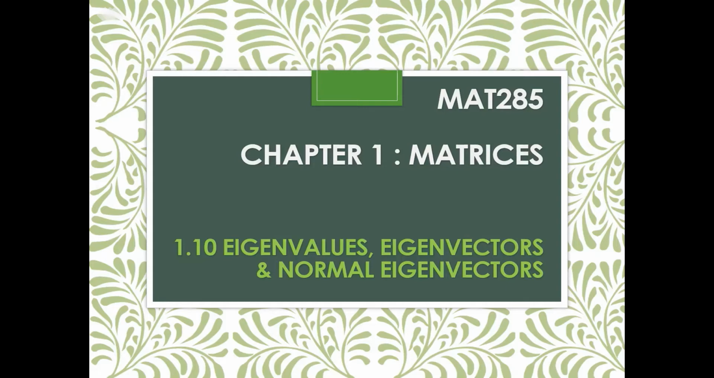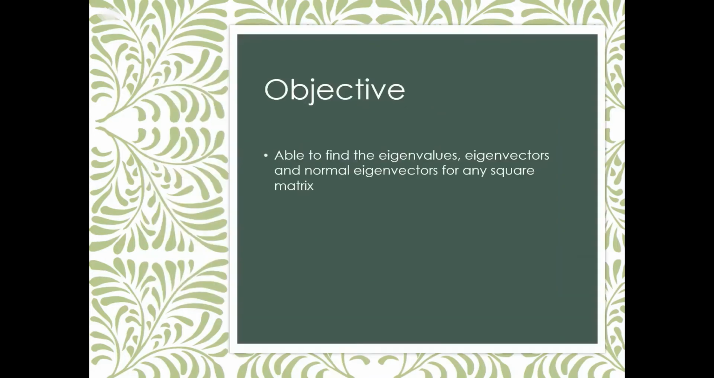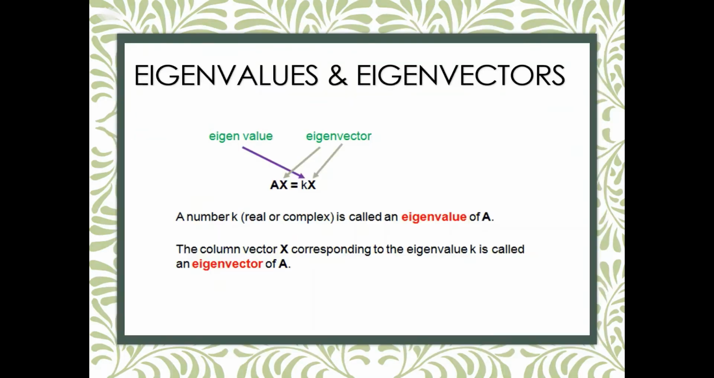Eigenvalues and eigenvectors can help us to understand the data better as they can be used to transform and represent data into manageable sets. This is the objective of today's lesson. Hopefully, by the end of this session, you should be able to find the eigenvalues, eigenvectors, and normal eigenvectors for any square matrix. Let's start with the following.